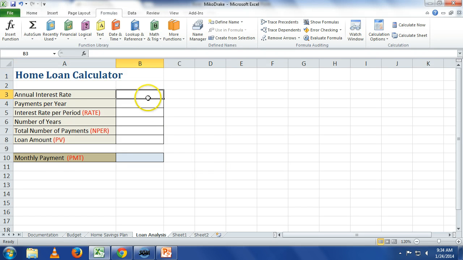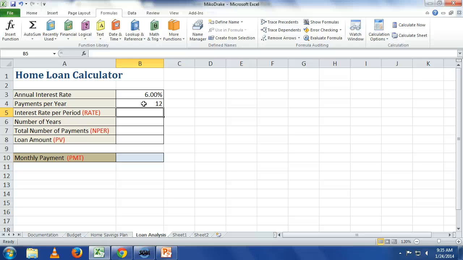Let's enter an interest rate here. Let's put in 6%. And notice I put in 0.06, in decimal, and it's formatted as a percentage, so it's set at 6%. Let's enter 12, since we're going to pay monthly, so 12 payments per year. Now that 6% is an annual percentage rate, so we want to figure out what the rate is over those 12 periods.